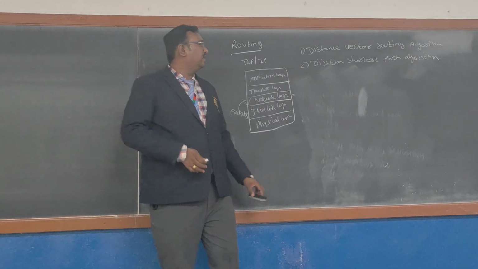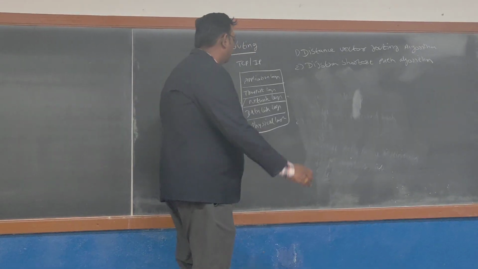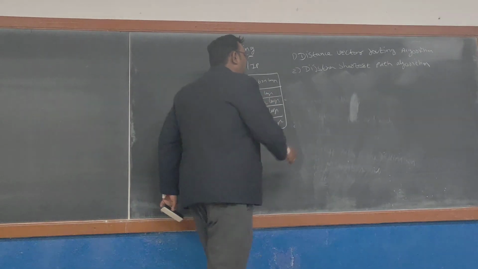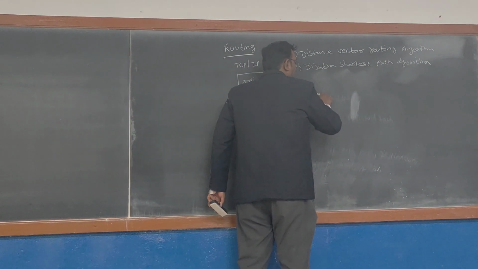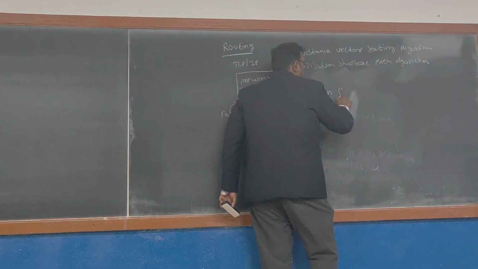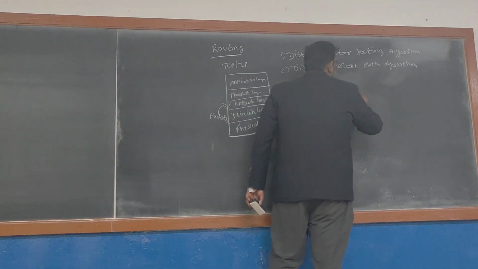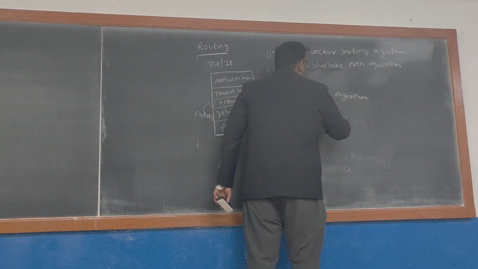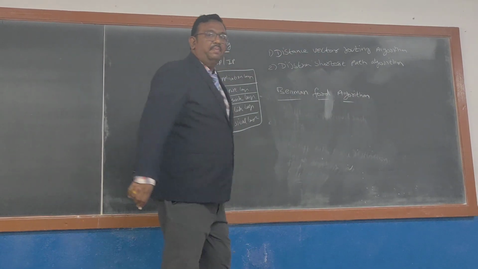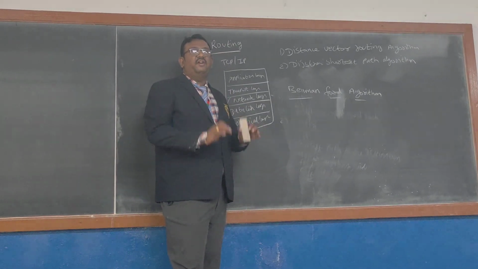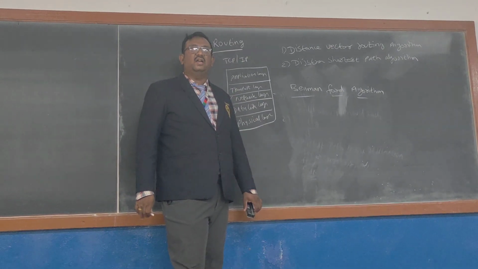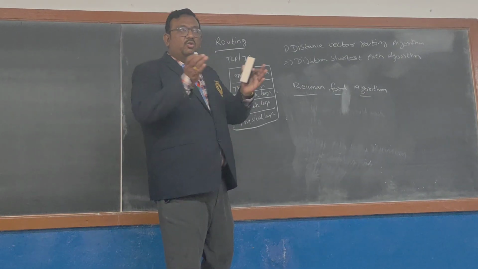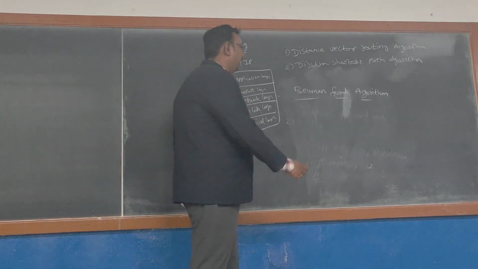Okay. First we are going to see the distance vector routing algorithm. The other name of distance vector routing is the Bellman-Ford algorithm. So what is the Bellman-Ford algorithm? It first converts a network into a tree-like structure called a graph.